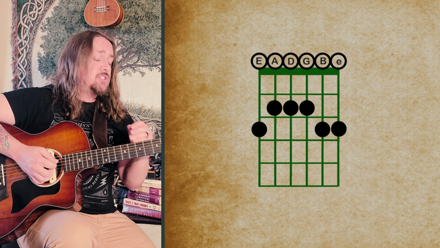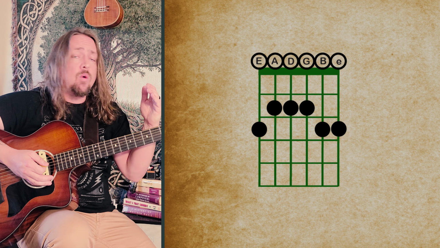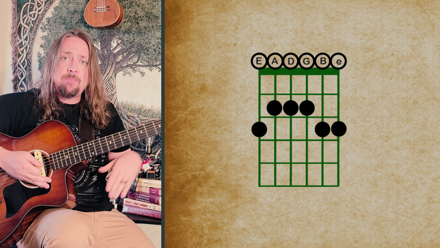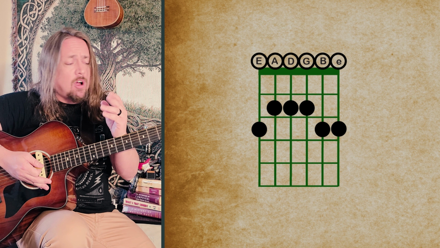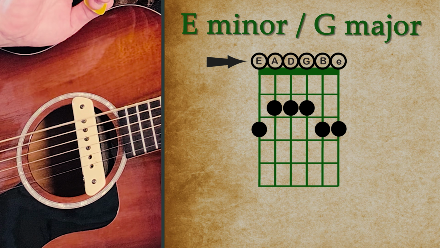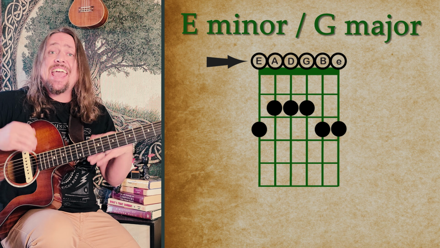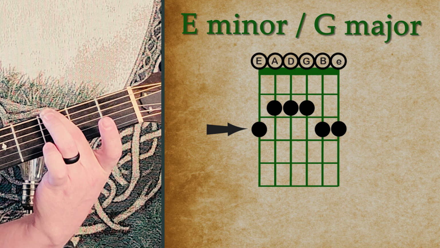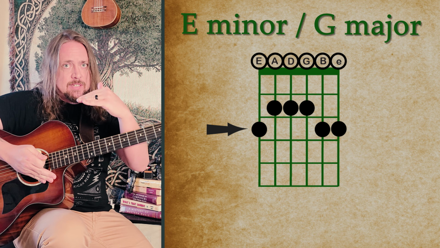Now, if you were an in-person student, I would stop right here and I would say, now what major and minor pentatonic are we playing if we play that shape in open position? And since you're my student and you're awesome, you would say, well, we're playing E minor pentatonic because this open note root is an E, and we're playing G major pentatonic because that note right there is a G, and those are our relative majors and minors.